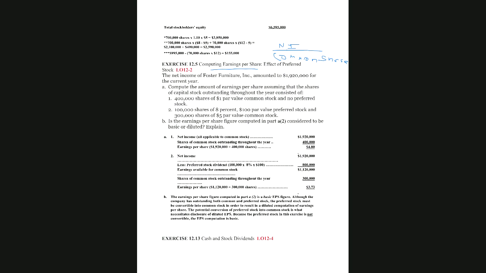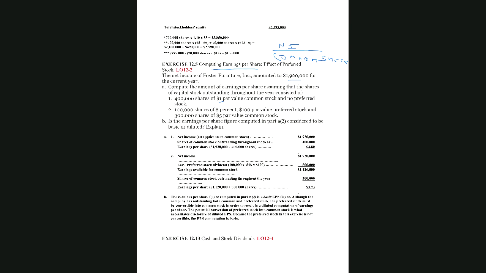All right, so now let's start with the problem. The net income of Foster Corporation amounted to $1,920,000. So that's the starting point. You know that's always going to be in the numerator if it's an earnings per share problem. Okay, so here, compute the amount of earnings per share under these different scenarios. First scenario: there were 400,000 shares of $1 par stock.